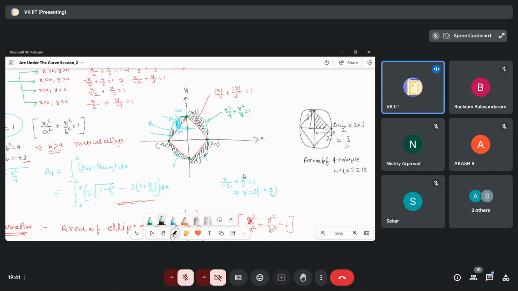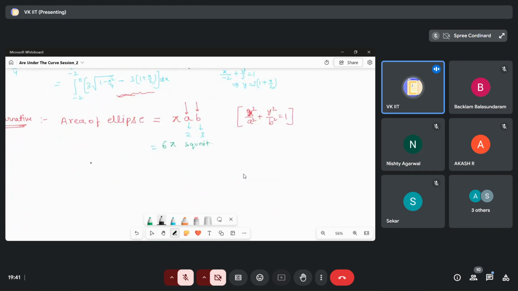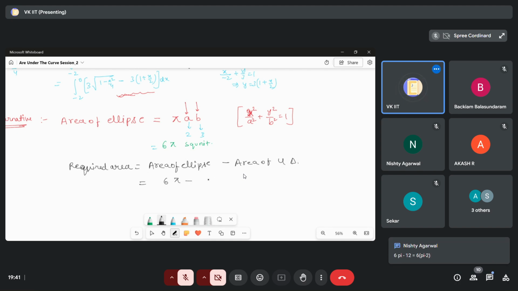So finally the required area will be the area of the ellipse minus the area of 4 triangles. So this is 6 pi minus 4 times 1 by 2 into 3 into 2. This will become 6 pi minus 12, or you can say 6 common, pi minus 2 square unit. Okay, is this clear?